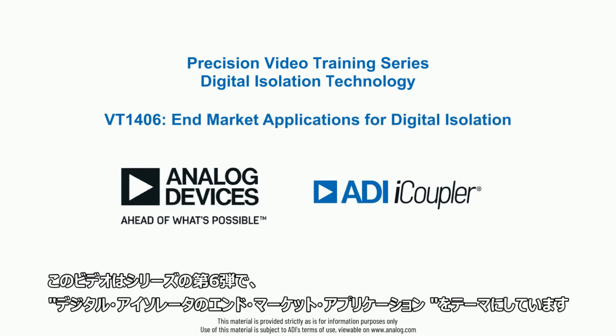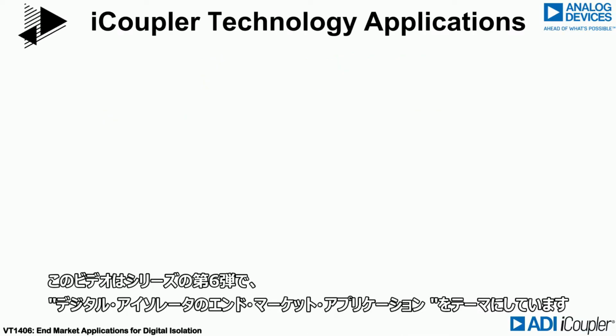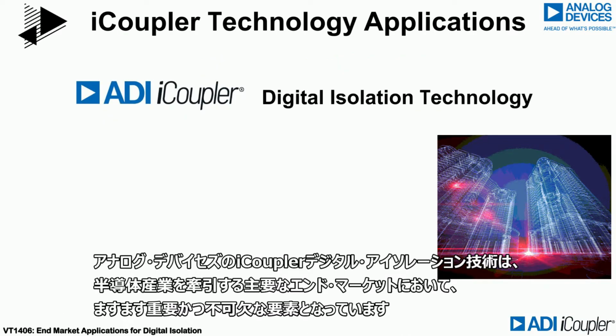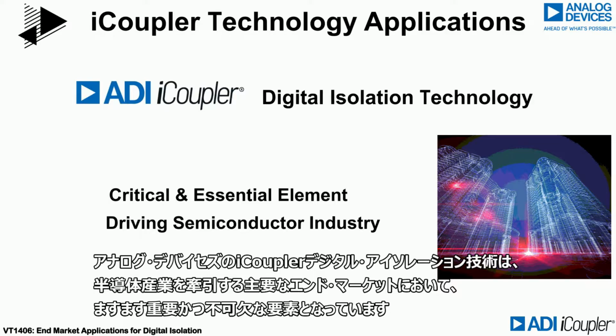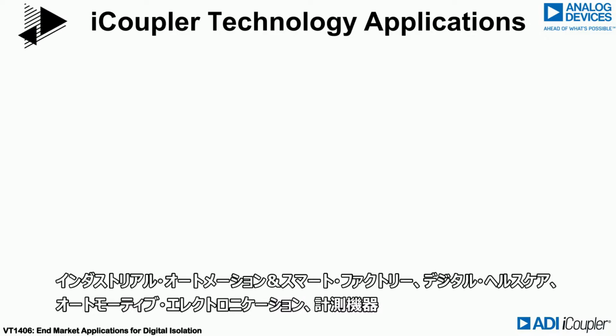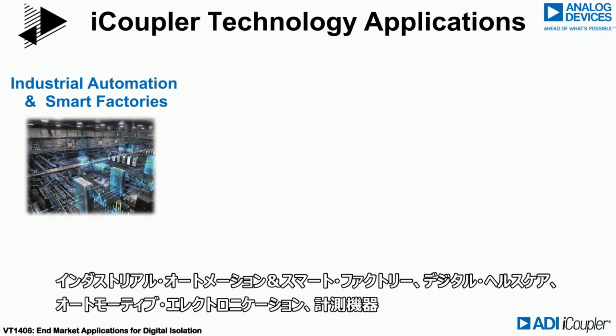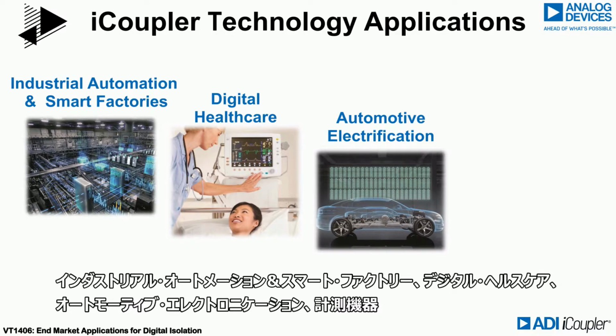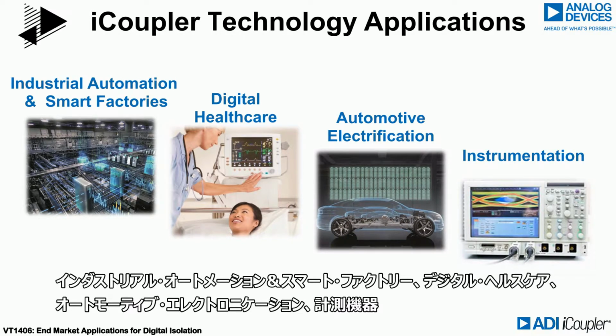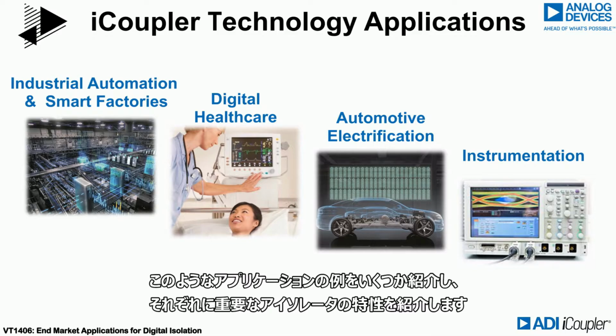This video is the 6th in the series and will focus on the end market applications for digital isolators. Analog Devices' iCoupler digital isolation technology is an increasingly critical and essential element in the key end markets driving the semiconductor industry: industrial automation and smart factory, digital healthcare, automotive electrification and instrumentation. We'll show a few examples of these applications and highlight the important isolator characteristics for each one.